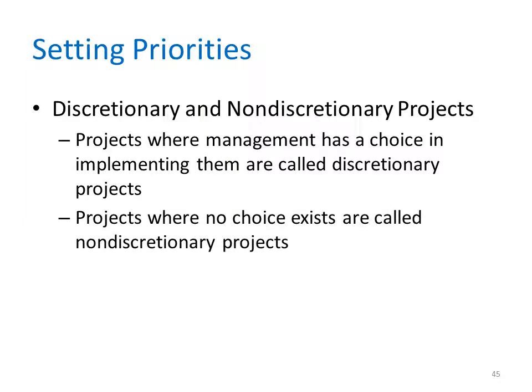While a project might be very desirable, we have to ask ourselves the question, is it absolutely necessary? Projects where management has a choice in implementing them are called discretionary projects. Projects where no choice exists are called non-discretionary projects. Creating a new report for a user is an example of a discretionary project. Adding a report required by federal law is an example of a non-discretionary project.